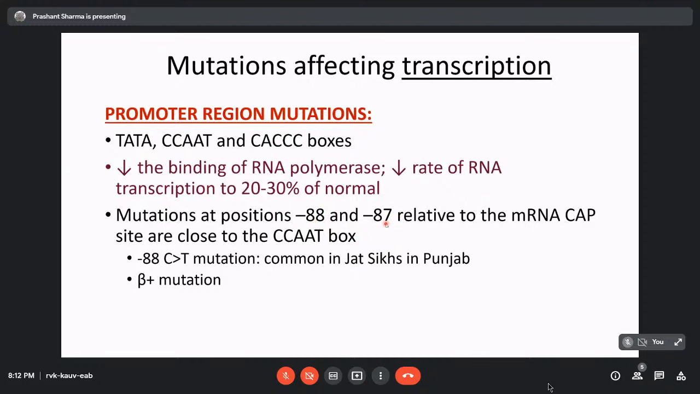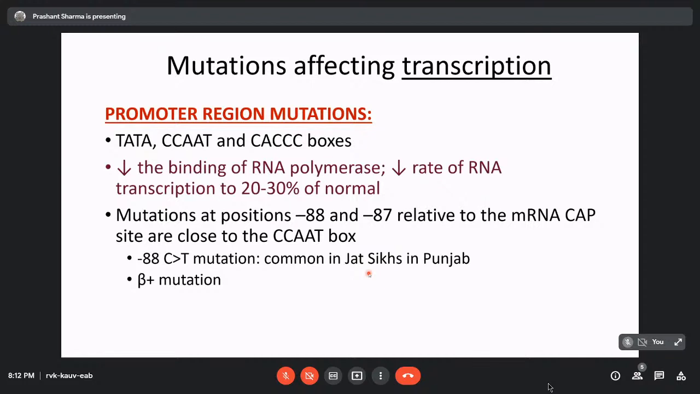So when we say minus 88 or minus 87, we mean that it is upstream of the coding sequence. This is relative to the mRNA cap site, and they are close to the promoter region. And one of these mutations, the minus 88 C to T, is the commonest one found in Punjab. It wasn't there in the top 5 list that I'd shown you earlier.